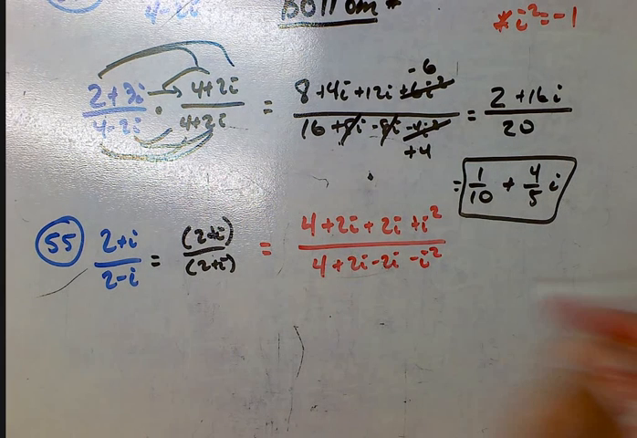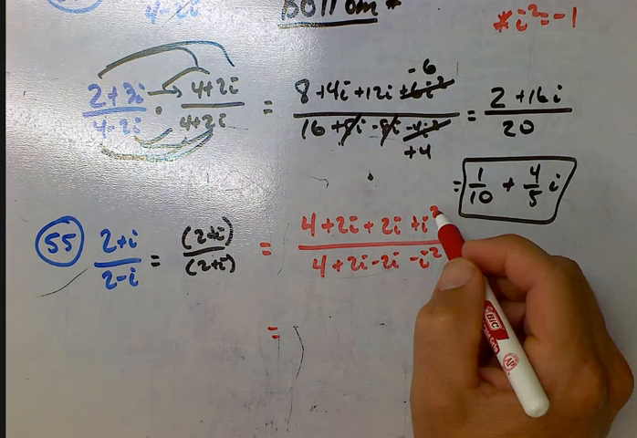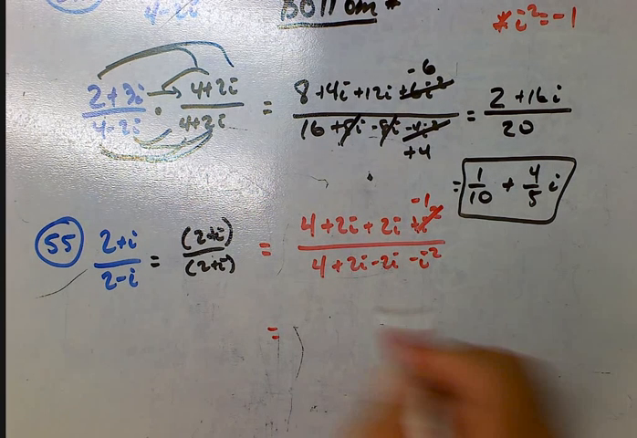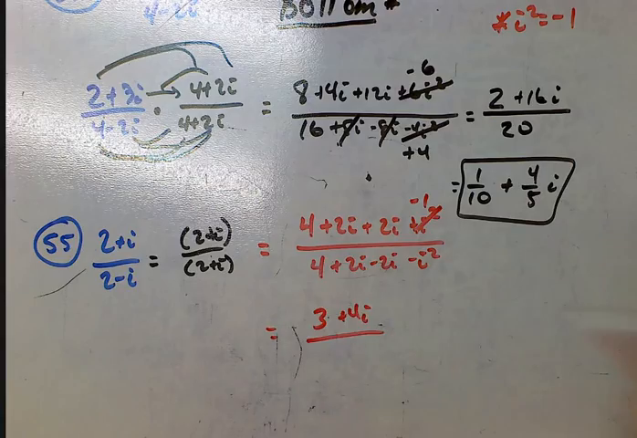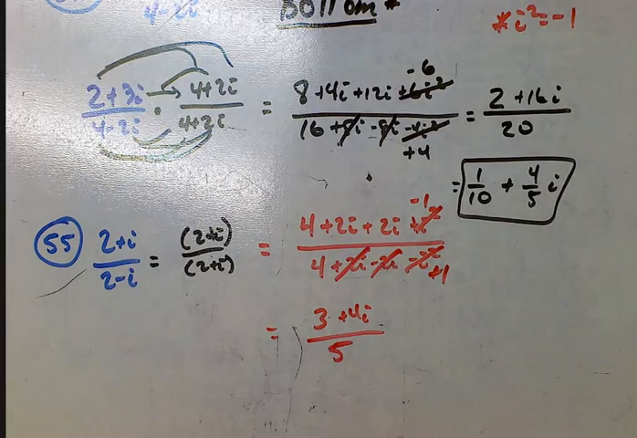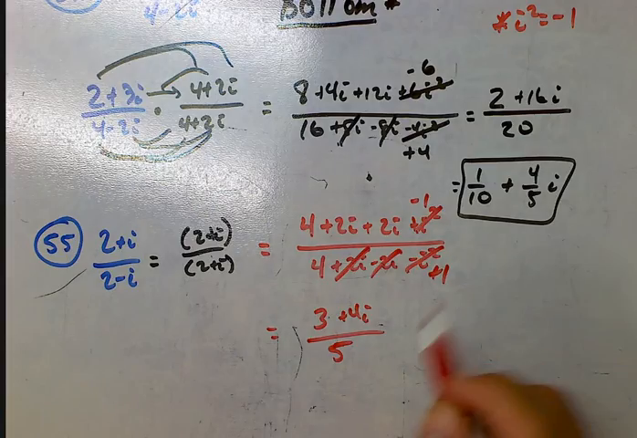Simplify it. On top, positive i squared is negative 1. 4 minus 1 is 3. 2i plus 2i is 4i. On the bottom, negative i squared is the same as positive 1. 4 plus 1 is 5. Negative and positive i's cancel each other out. Therefore, the final answer is 3/5 plus 4/5 i.